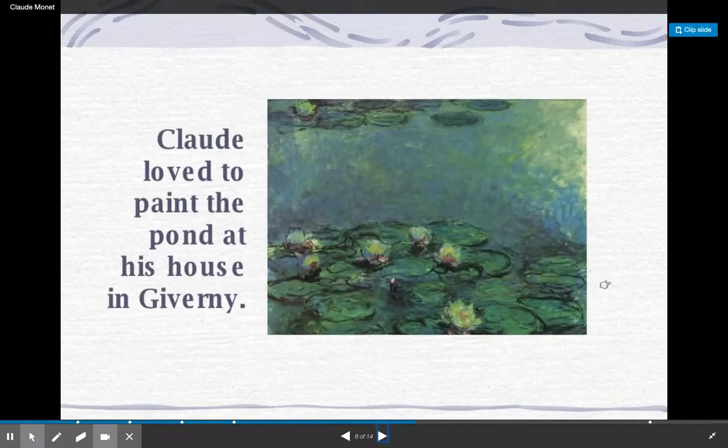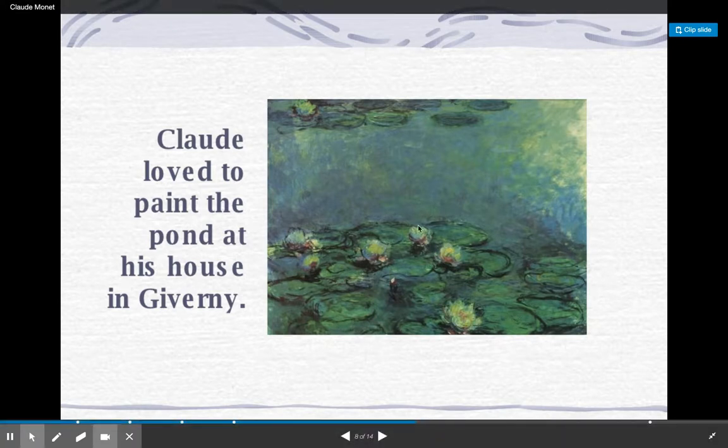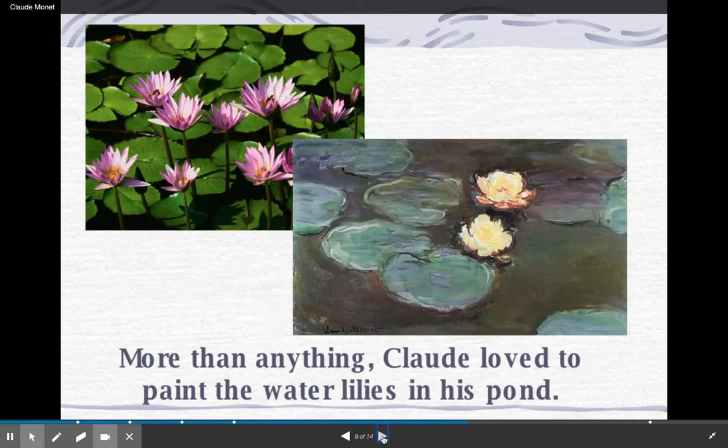Claude loved to paint the pond at his house in Giverny. Like I said at the beginning, this was something that he was most well known for, the lily pads in the pond. More than anything, Claude loved to paint the water lilies in his pond, as we see right here.